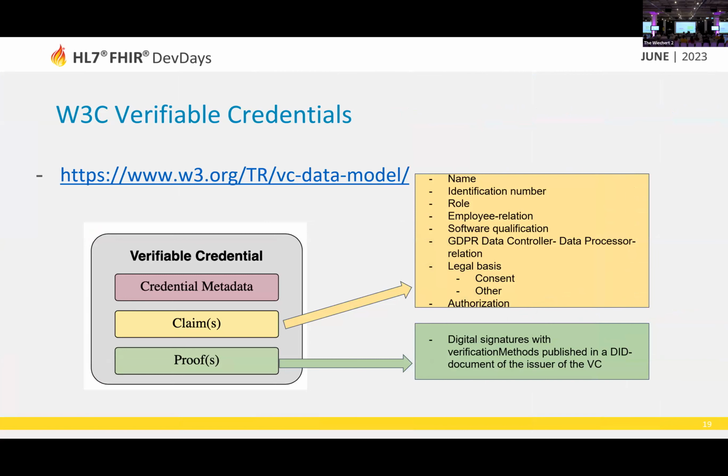A verifiable credential consists of 3 parts. There's some metadata at the top. The main course is the yellow part. It's called claims. That's where the attributes themselves live. And there are some proofs at the bottom, which are just digital signatures. And as you can see in the big yellow box, these are just some examples of claims that you can put in there.